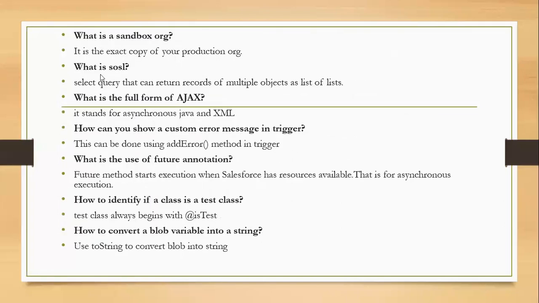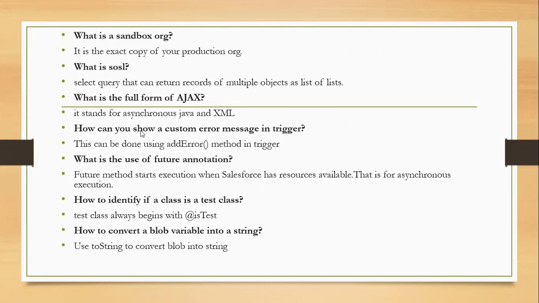Next question: what is a sandbox org? It is an exact copy of the production org. Next question: what is the select query that can return records in a multi-dimensional list, a list of lists? Next question: what is the full form of AJAX? Asynchronous JavaScript and XML.